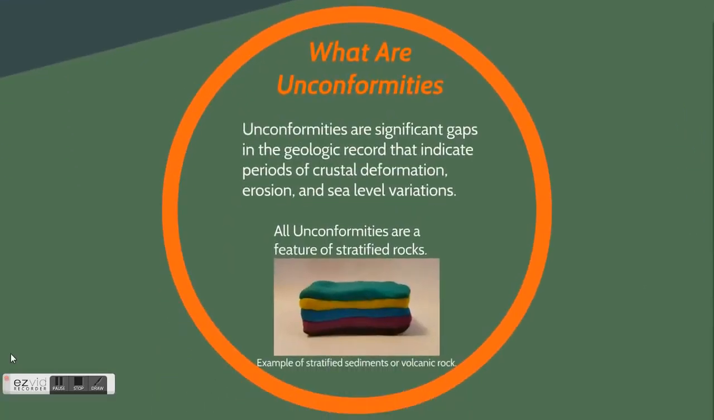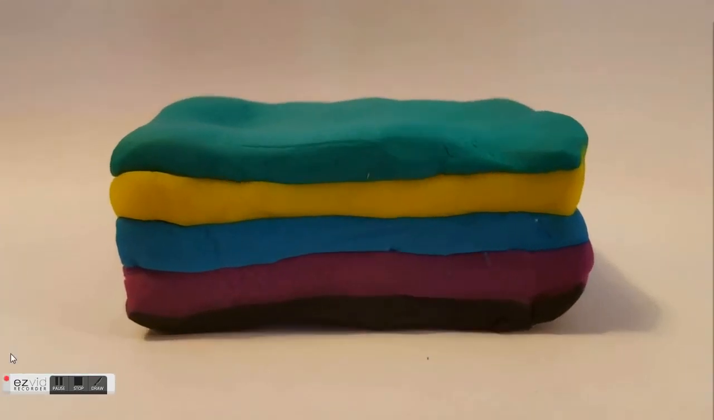What are unconformities? Unconformities are significant gaps in the geologic record that indicate periods of crustal deformation, erosion, and sea level variations. All unconformities are a feature of stratified rock. This is an example of stratified sediments or volcanic rock made of Play-Doh.